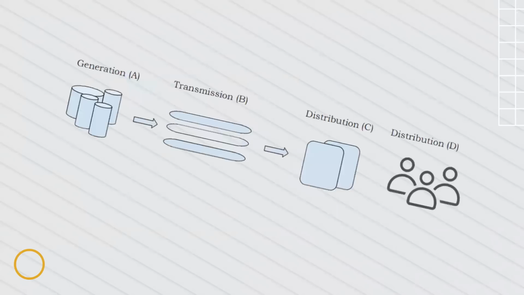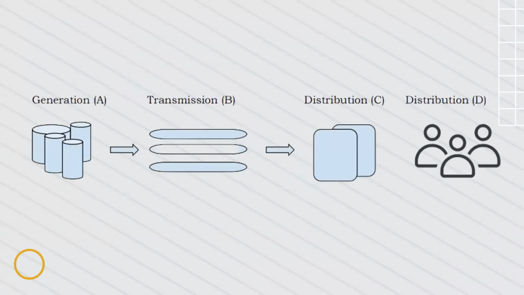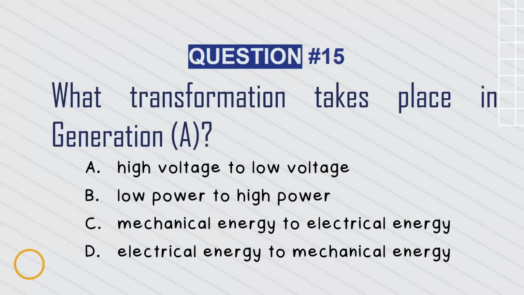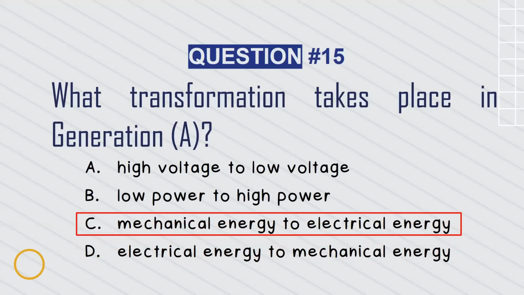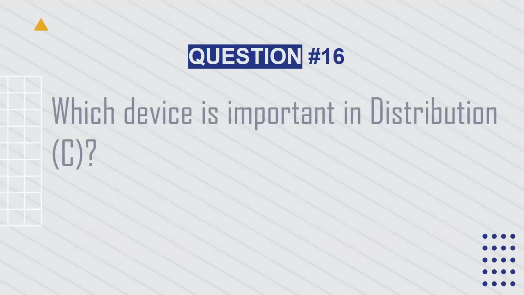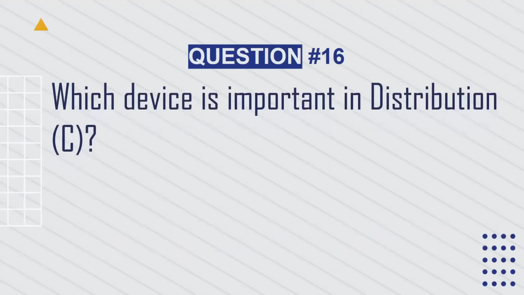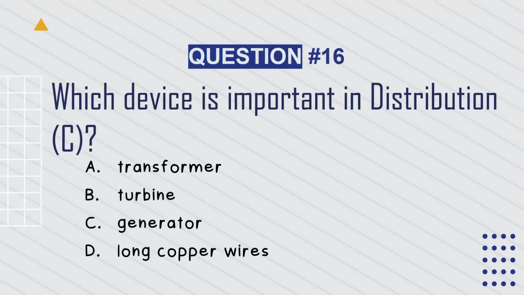So going back to the diagram, we are talking about generation. Yeah, A. So what is the transformation? The correct answer is letter C, mechanical energy to electrical energy. Which device is important in distribution? A, transformer, B, turbine, C, generator, D, long copper wires.